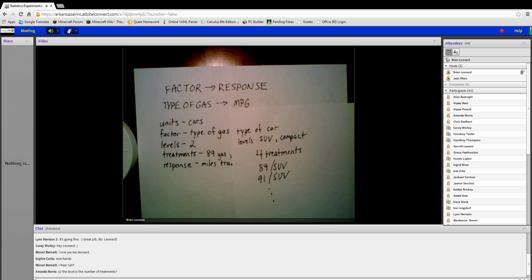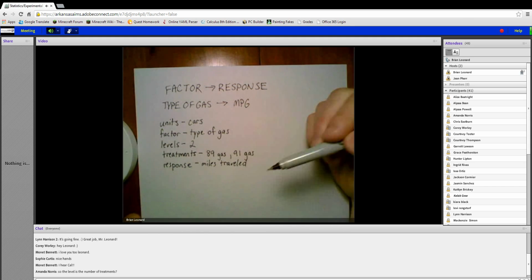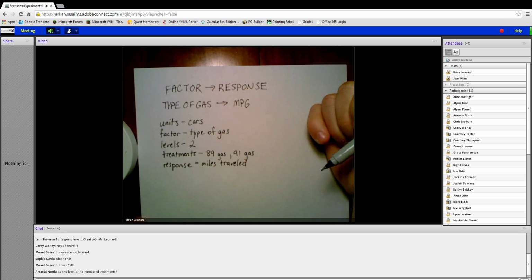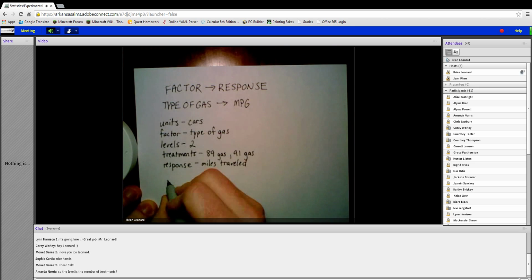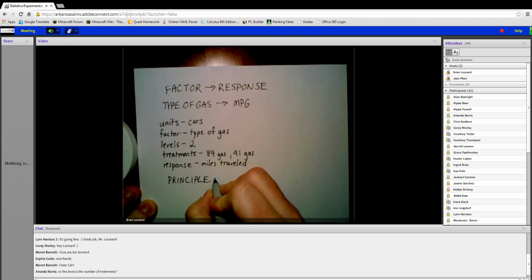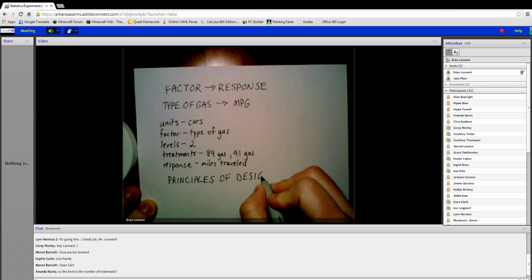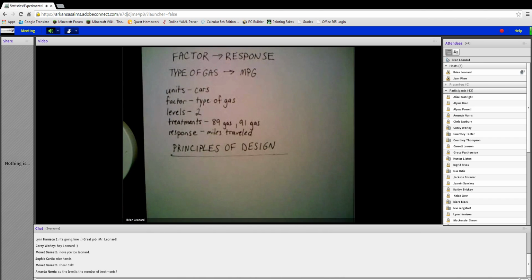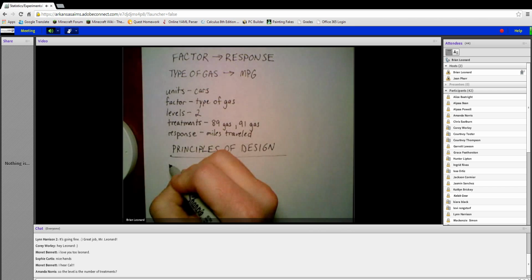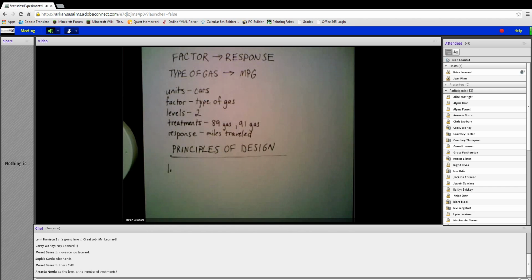But let's just keep it simple here. Let's just make it one factor, this type of gas, okay? Now, there are three principles in experimental design. We call them the principles of good design, and every good experiment has to use those principles of design. The first one is pretty obvious.